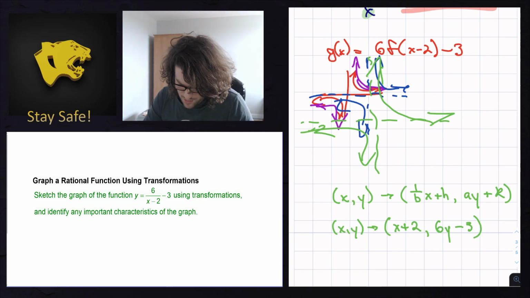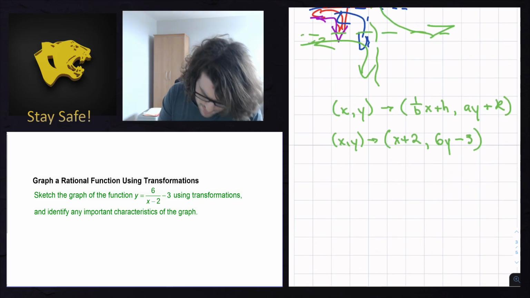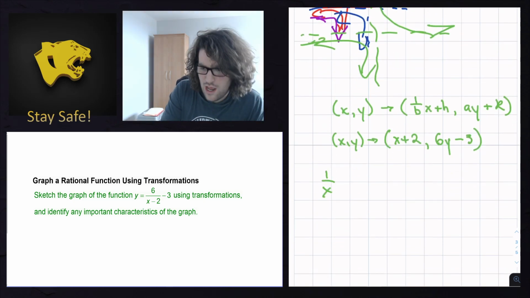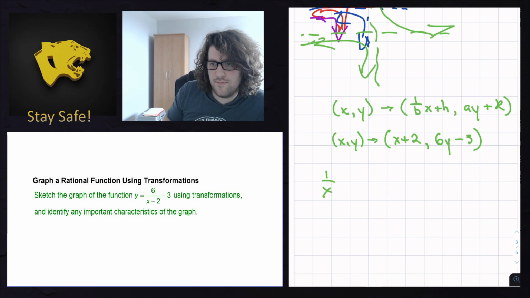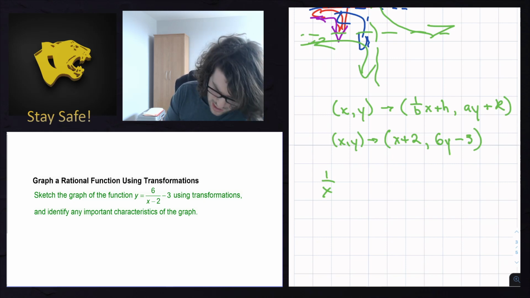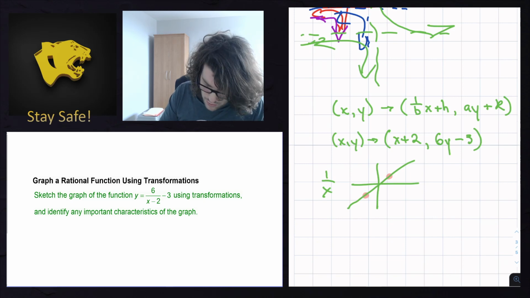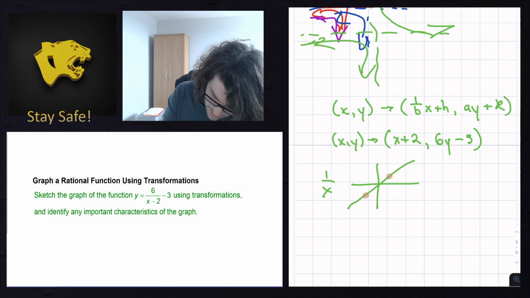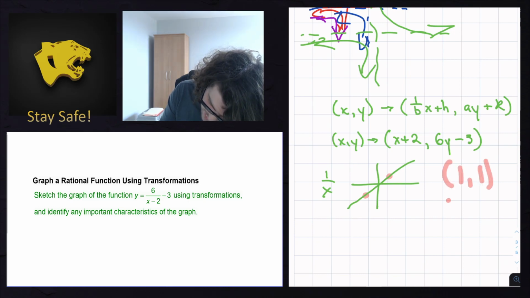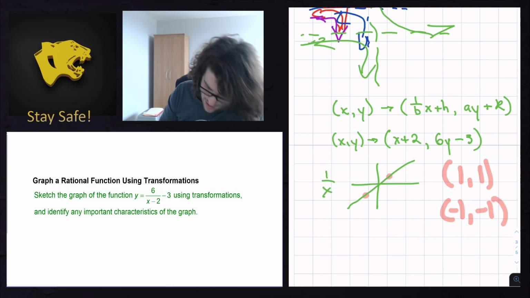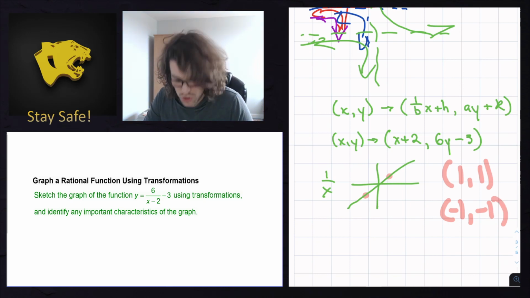So that would be our mapping notation here. And so if we said that the original function 1 over x has some important points, because for the original y equals x function, we said that 1 and -1 were invariant points under the reciprocal transformation. So that would mean that we have 1 comma 1 as well as -1 comma -1 as points that we can transform here.